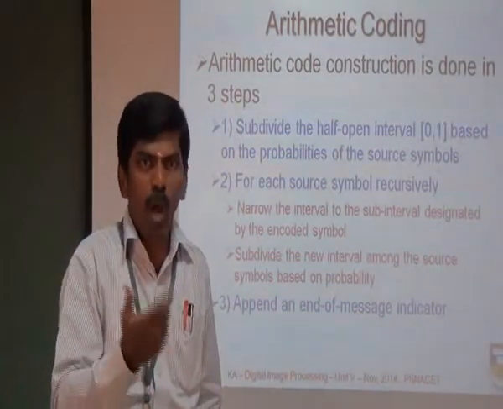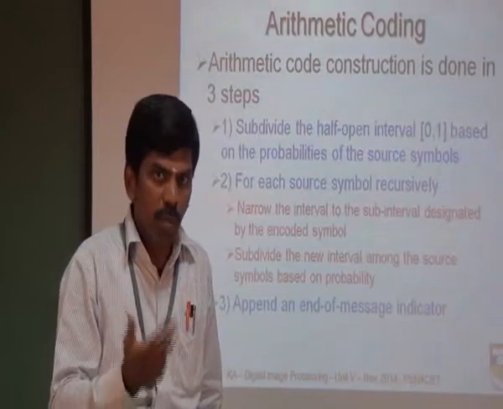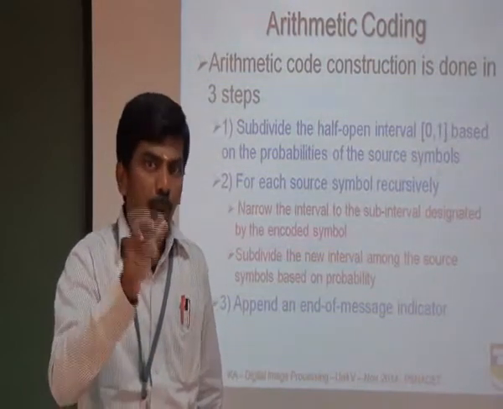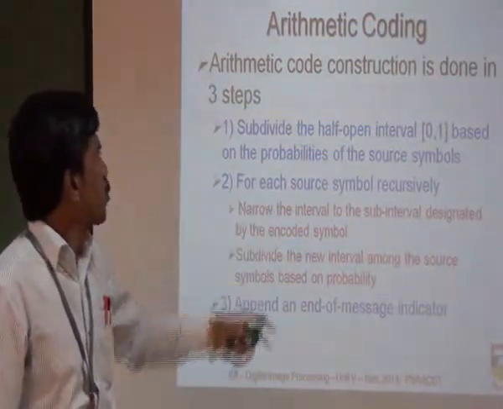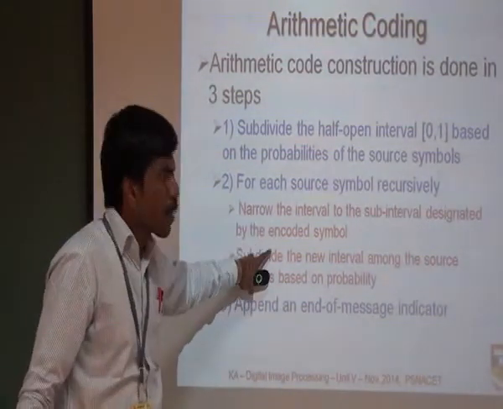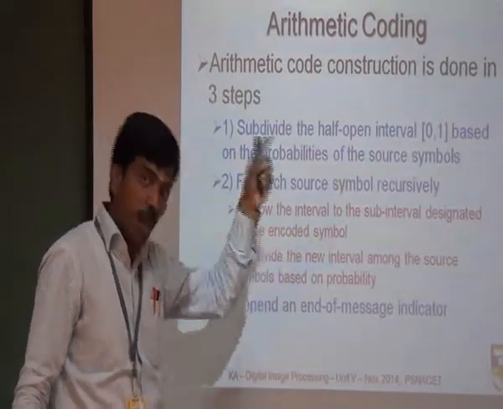It's a probability. The lowest probability is 0 and the highest probability is 1. So we can subdivide the interval from 0 to 1 based on the probability of each source symbol. For each source symbol, we narrow the interval to the sub-interval assigned to it.